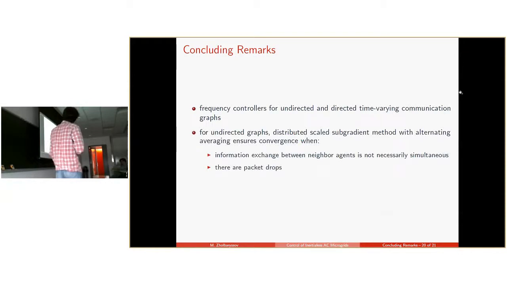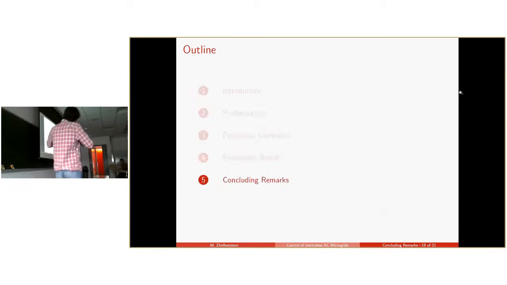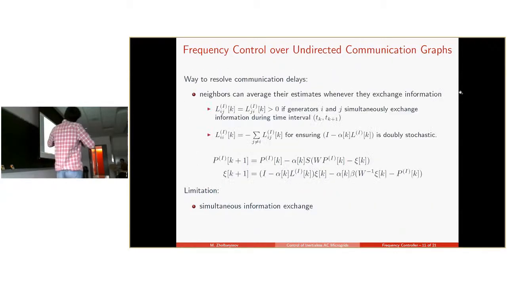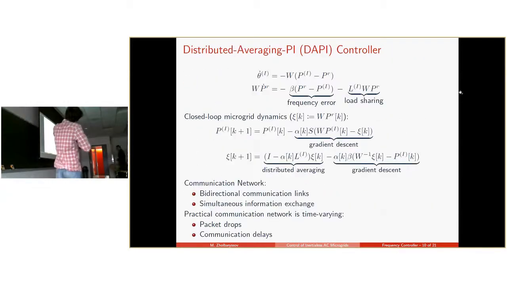You say for a lossy network, the solution doesn't converge? No, we don't have a mathematical proof. Do you still see it converge? Actually, I haven't tried the lossy case yet, but I'm pretty sure it will converge, because the distributed averaging controller converges for a lossy network.